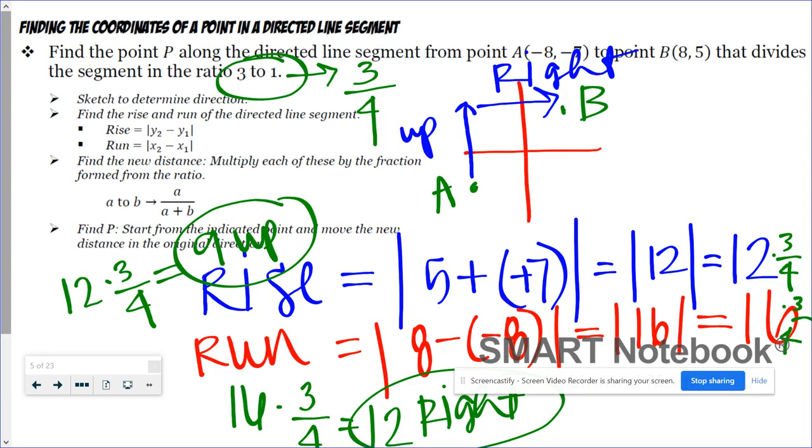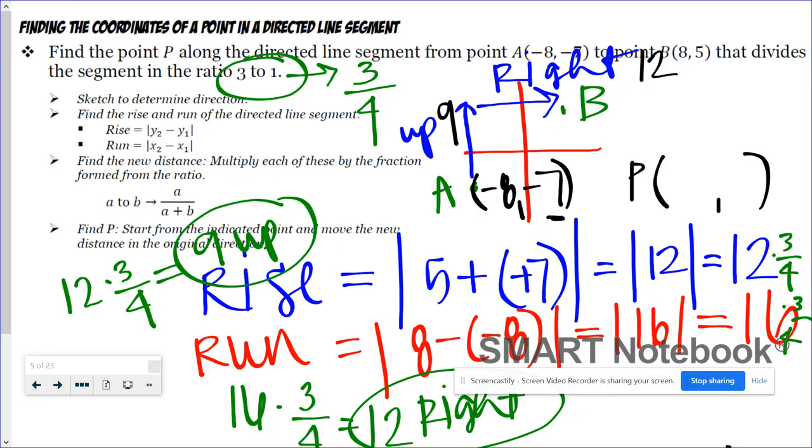So A is at negative 8, 7. And from there, I want to go up 9, and I want to go right 12. So going up 9 is going to increase the y coordinate by 9 units. So if I go negative 7 plus 9, point P has a y coordinate of 2. And then I want to go right 12. And so that's going to move it in the positive direction. So I want to go negative 8 plus 12, and that's 4. So the coordinates of P is 4, 2.